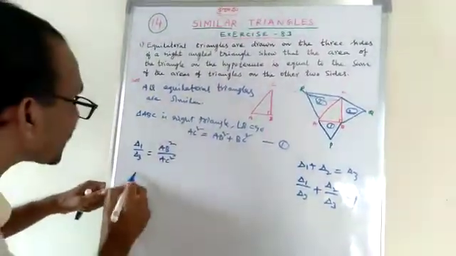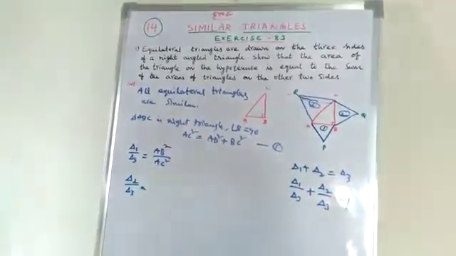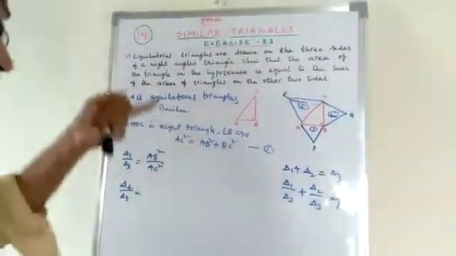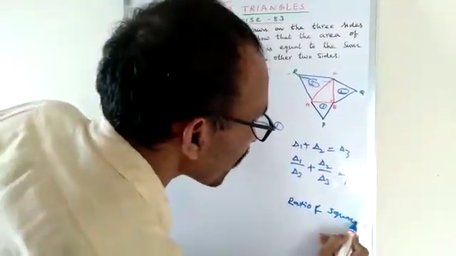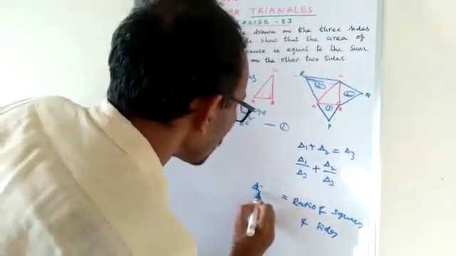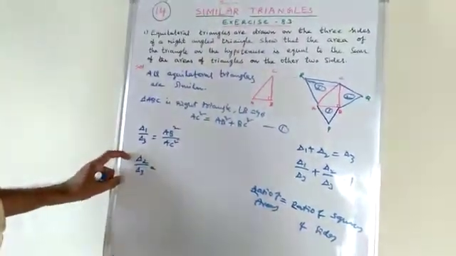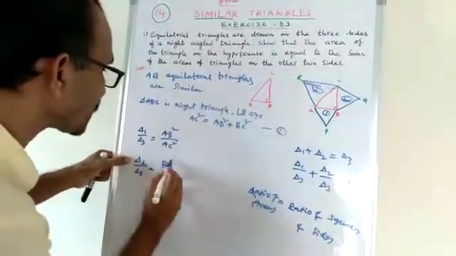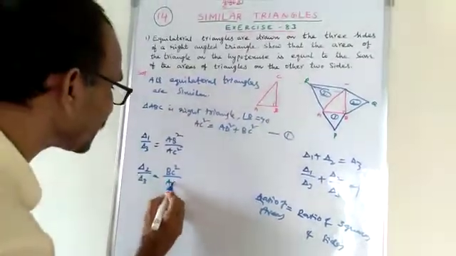Similarly I find triangle 2 by triangle 3. This is also equal to the ratio of squares of corresponding sides, that is the ratio of areas. So what is triangle 2 by triangle 3? What is the side of triangle 2? That is BC, so BC square. What is the corresponding side of triangle 3? That is AC, AC square.